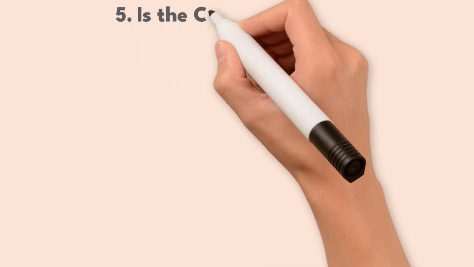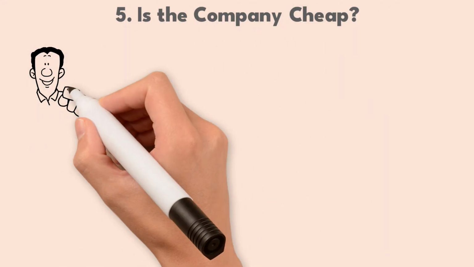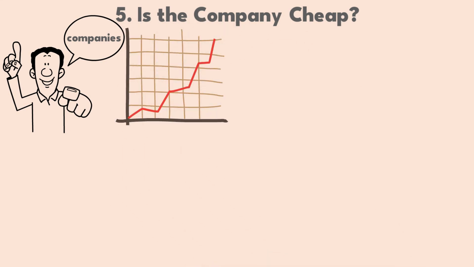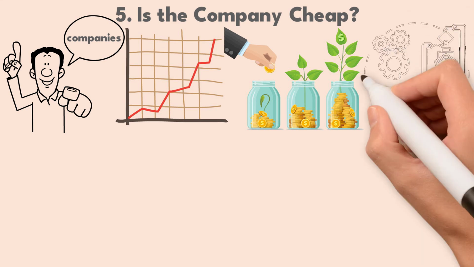Number 5. Is the company cheap? This is the most important one. Finding a company that meets the other criteria is the starting point, but determining whether they are undervalued is the most difficult part of value investing. And it's Buffett's most important skill.